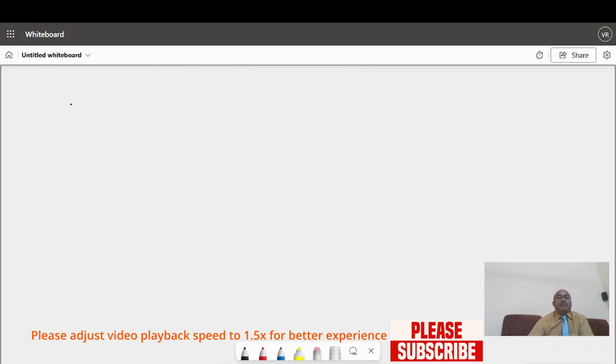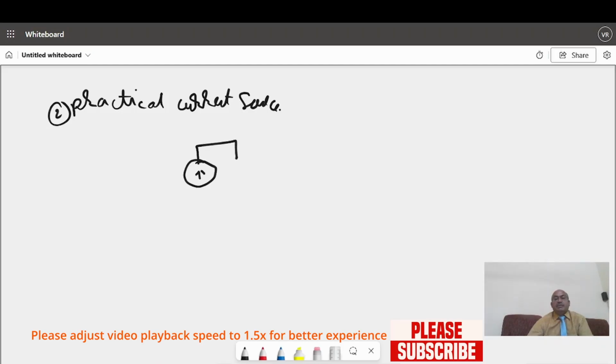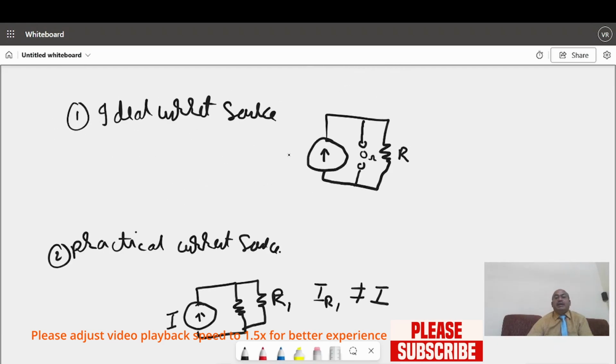Next, practical current source. It has some resistance. This is a current source having some internal resistance, and this is the load connected to it. The parallel resistance RP causes current loss, resulting in a smaller amount of current delivered to the load. So this is I, say R1, the current flowing in R1 is not equal to I, but here the current flowing in IR is equal to I. This is called the ideal source. This is the practical source.